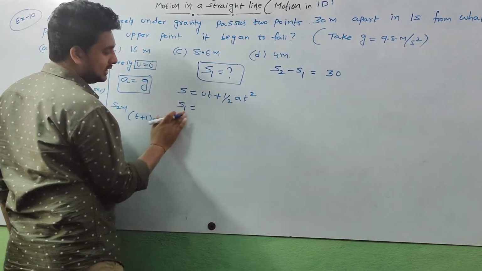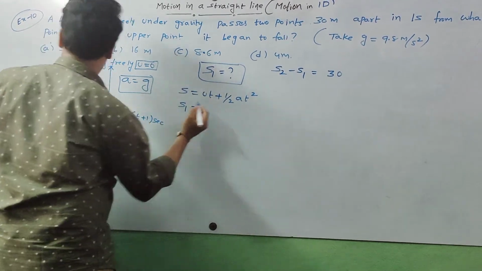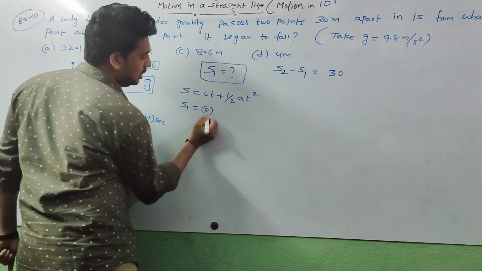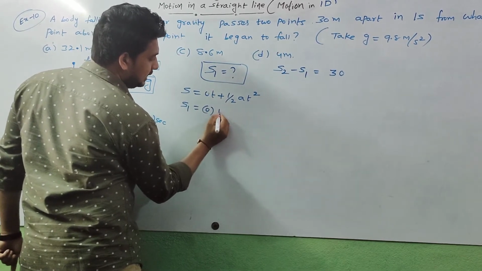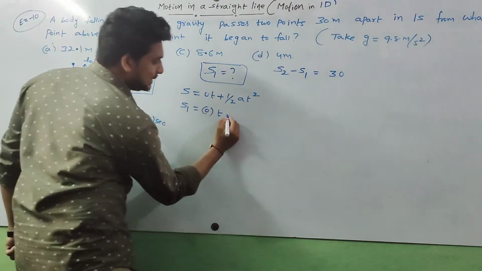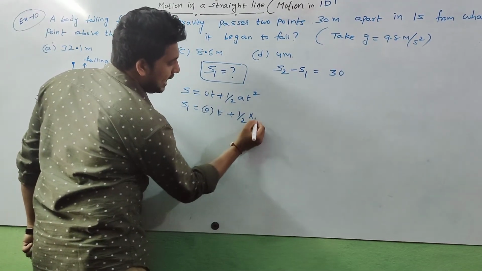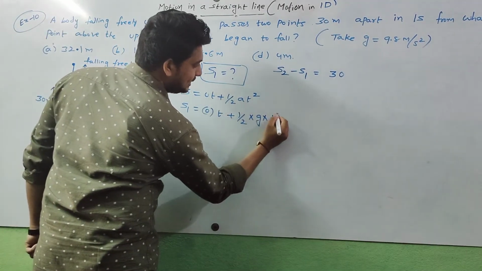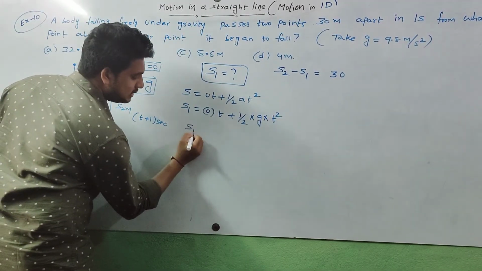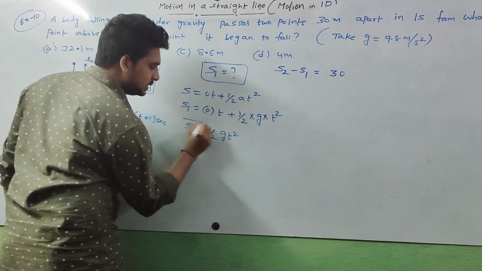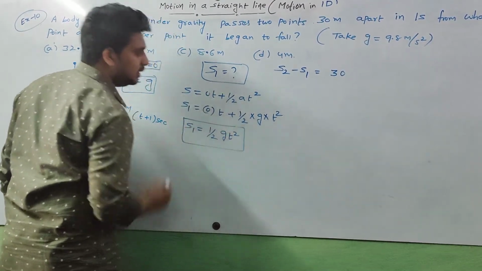So from this, first I find S1. What is S1 here? For this S1, initial velocity is 0, into time t, because for S1 the time is t seconds, plus half into acceleration g into time t square. So we got S1 is equal to half g t square.